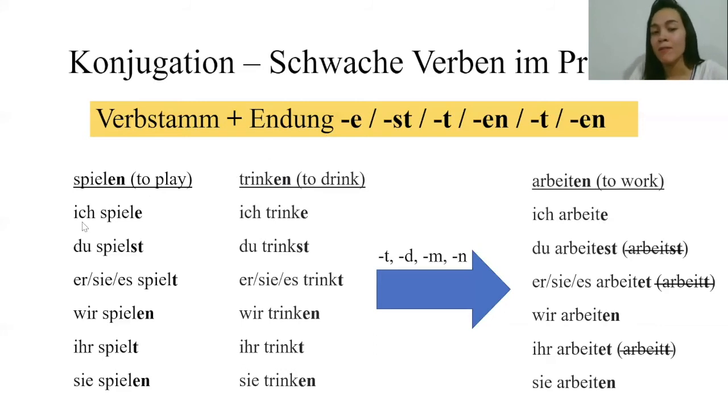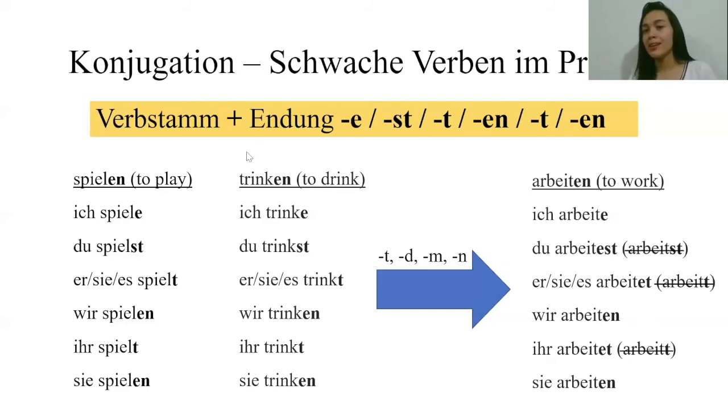When you have ich, you take the root of the verb, spiel, and then you add the fitting ending e. Spiele, e. Spielst, st. Spielt, t. Spielen, en. Spielt, t. Spielen, en. And that's the rule how to conjugate regular or weak verbs. Weak or regular verbs just describes the verbs that are conjugated with this rule, with this system. There's a system.